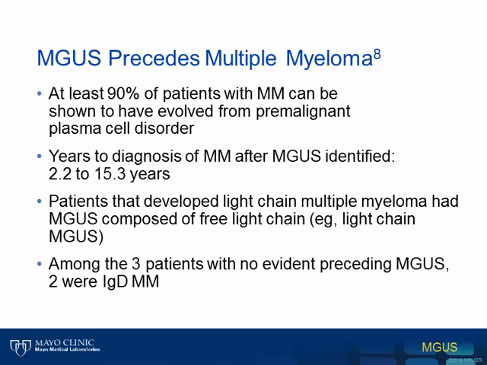Interestingly, the patients who developed light chain myeloma had a preceding light chain MGUS with no monoclonal heavy chain. So virtually all myelomas come from a preceding MGUS. In addition, of the 3 myeloma patients in whom no preceding MGUS was detected, 2 of them were IgD myelomas, and IgD is not secreted in large amounts.